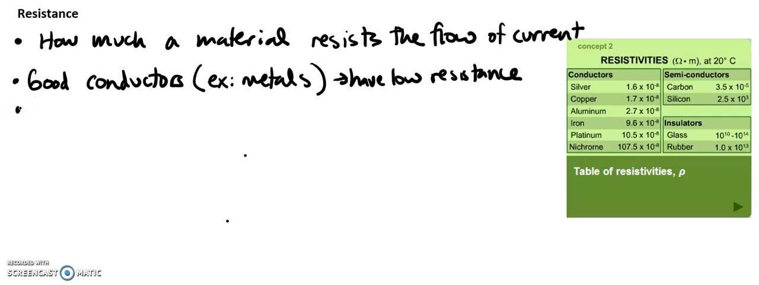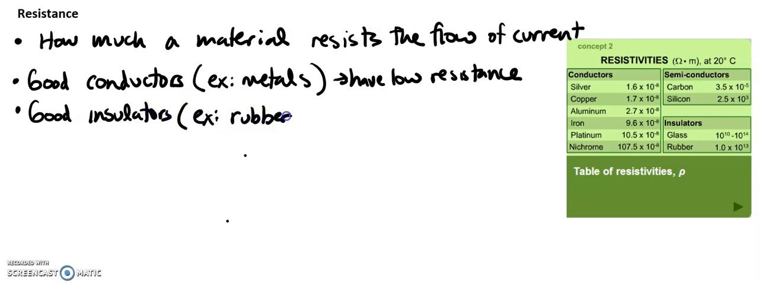While things that are good insulators, and a good example of an insulator is rubber or glass. Those things insulate. It's not that easy for electrons to flow through them. They have a really high resistance.